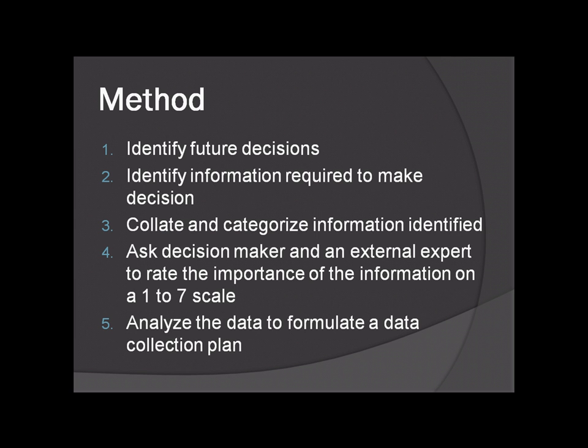Fourth, the primary decision maker and an outside expert will rate the importance of each information need on a 1 to 7 scale. It is important to emphasize here that when determining which information needs are important, what people need for success is a greater priority than what they want. Lastly, the numerical data will be analyzed to formulate a prioritized data collection plan.